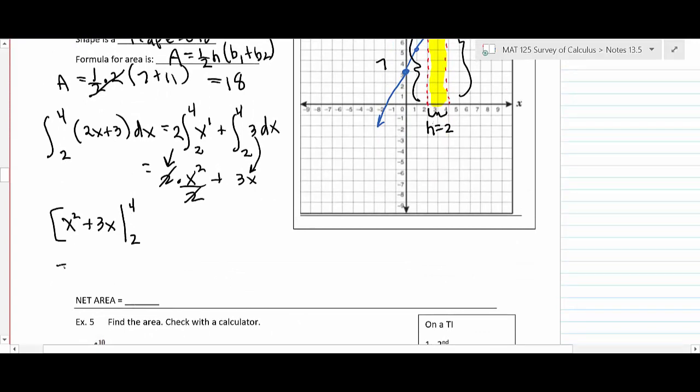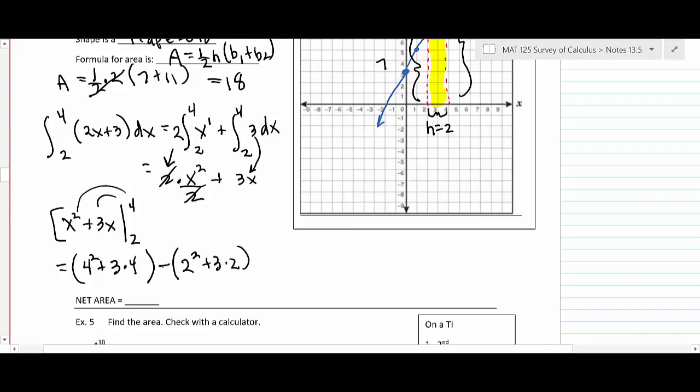Now we do go like this. First thing we do is we plug the 4 in. So we're going to have 4 to the second plus 3 times 4, like that. Okay. Then what you do is you plug the 2 in. So you're going to have 2 to the second plus 3 times 2, and then you subtract the result.